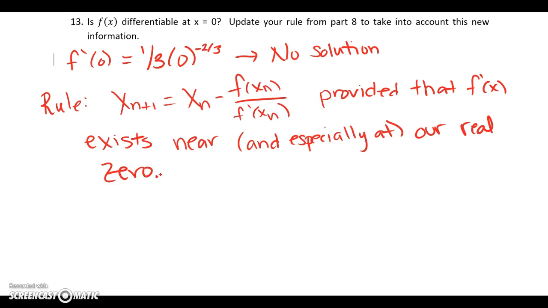If the derivative does not exist at our 0, then we'll end up getting a situation like we just had. The iterative process will bounce back and forth and we'll get larger and larger values. If it's not defined near our real 0, then we might just need to start with a different value and use that instead, trying not to get that value near our 0 that's undefined at the derivative.